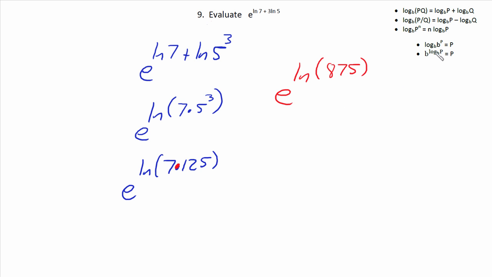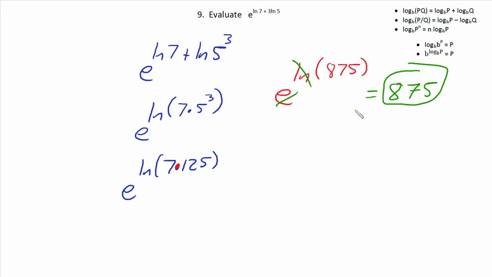Okay, and now we have this property right here going on. We have a base of e for our exponent, and within the exponent, the logarithm that's included also has a base of e. Remember, ln is the same thing as log base e. So we have a base of e for the exponent and a base of e for the logarithm, so those are going to cancel, and we're just left with the part that's right here, and that's the answer. So our answer here, finally, is 875. That's the answer to number 9.